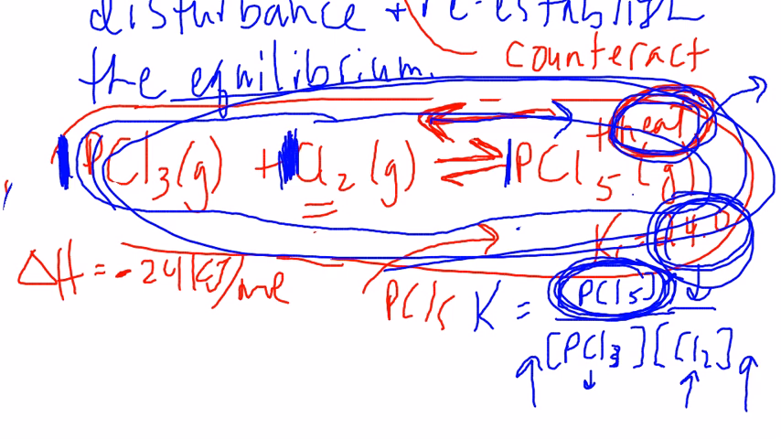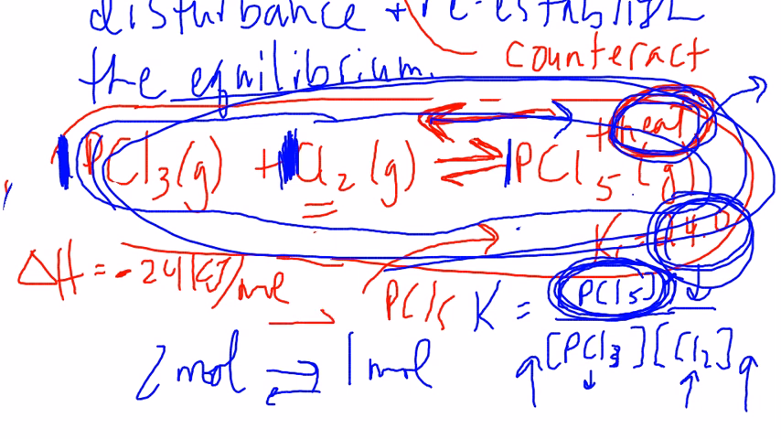Because there are 2 moles of gas on the left and only 1 mole of gas on the right, if we decrease the volume, the system shifts to counteract the stress, thereby pushing the equilibrium to the right, toward fewer moles of gas.